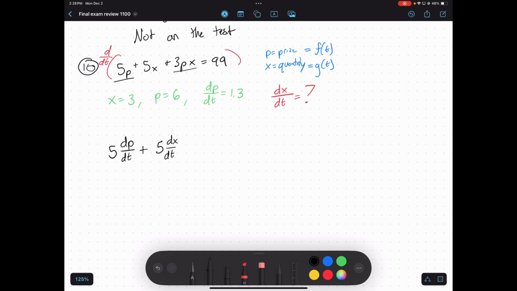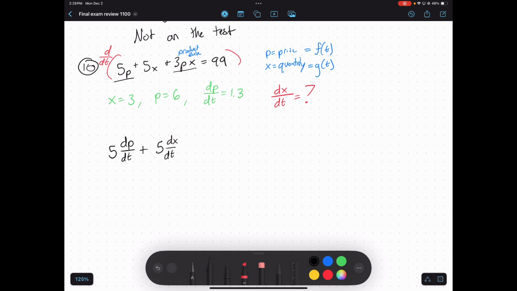Ooh, this term. How do I take the derivative of that? Product rule, right. This requires product rule. Why? Because once again, p and x, we're assuming they're both functions in terms of time. So if they're both functions, how do I take the derivative of two functions multiplied together? I use the product rule. So I have to use the product rule right here.